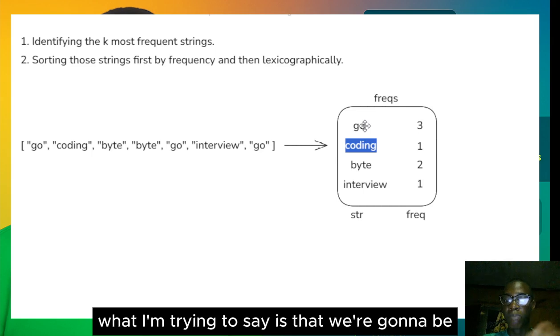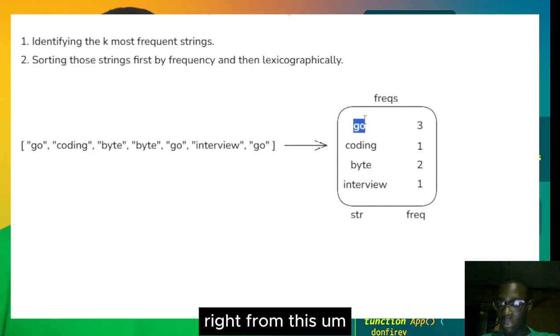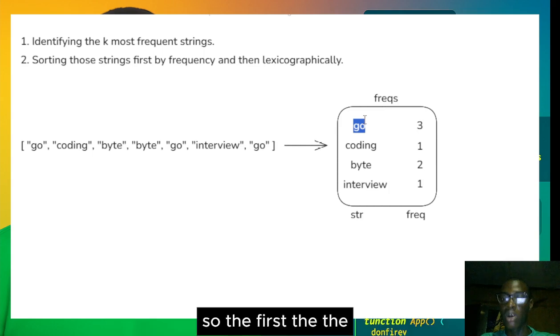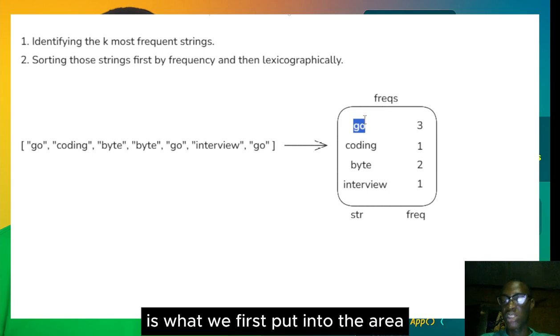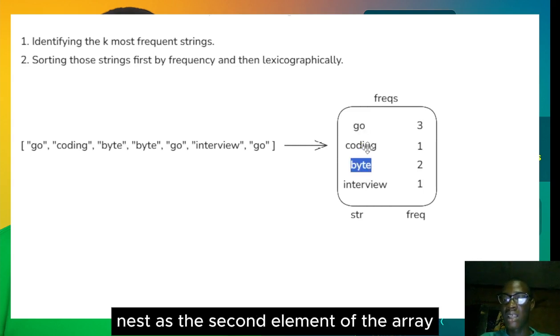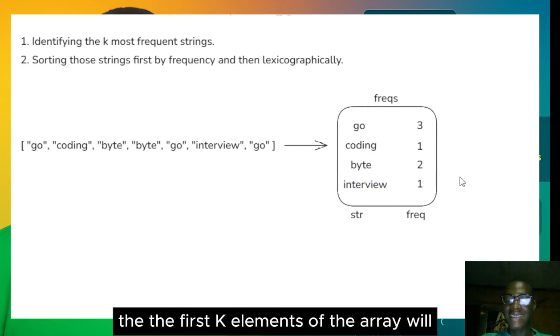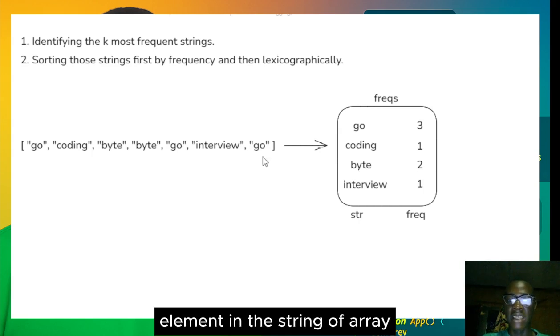What I'm trying to say is that we can obtain an array that will first contain go from this hash map, because we know the frequency of each string now. The string with the highest frequency is what we first put into the array. So we put go into this array we are building, and then we put byte next as the second element of the array. Then we can put coding and interview, and then the first k elements of the array will represent the k most frequently occurring elements in the array of strings.